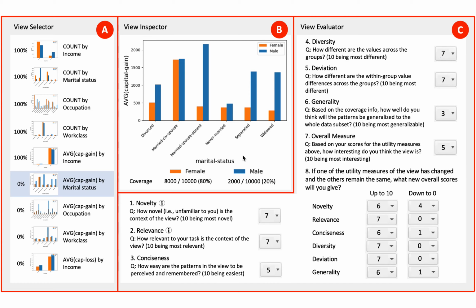You can see for questions 1 to 6, we will ask a specific question about how the user evaluates the view with respect to this specific utility measure. And question 7 asks the user to give an overall score based on her evaluation of the previous individual utility measures. Question 8 asks the user to give a new score if a certain utility measure has changed to 0 or to 10. This is used to find the deviation information so that we can be more sure about the composition form that we discover later.